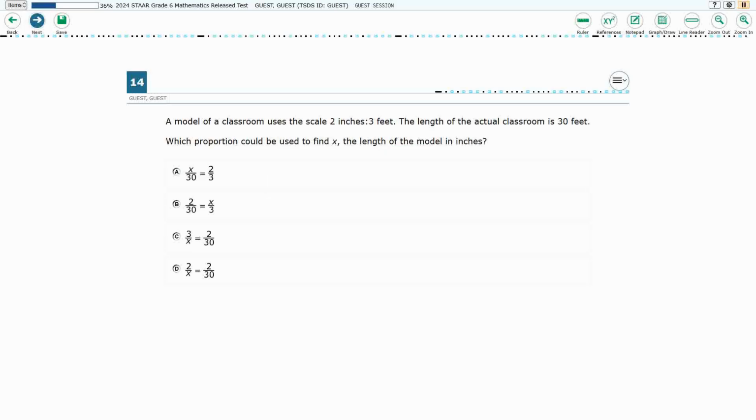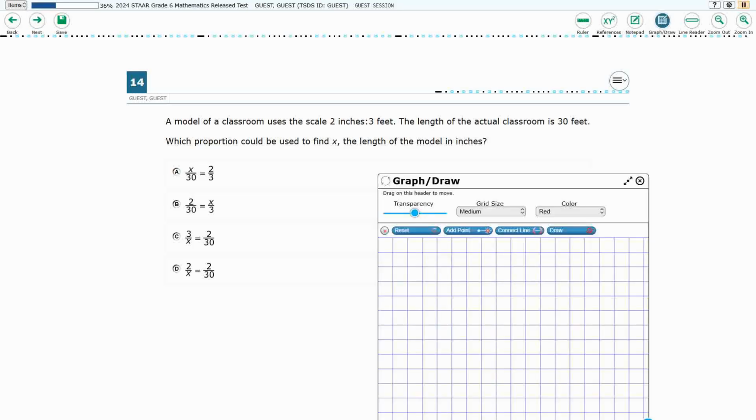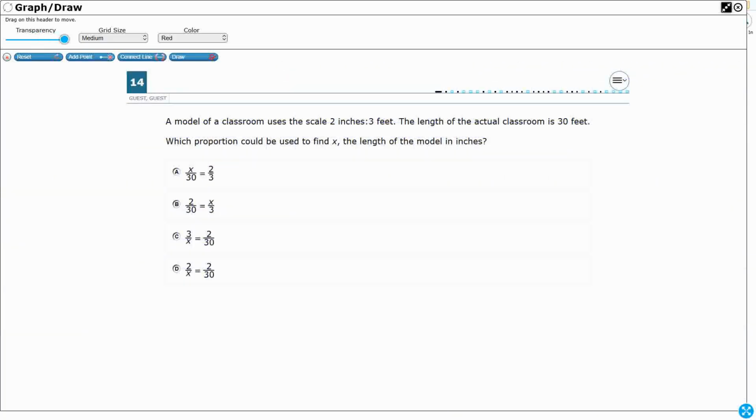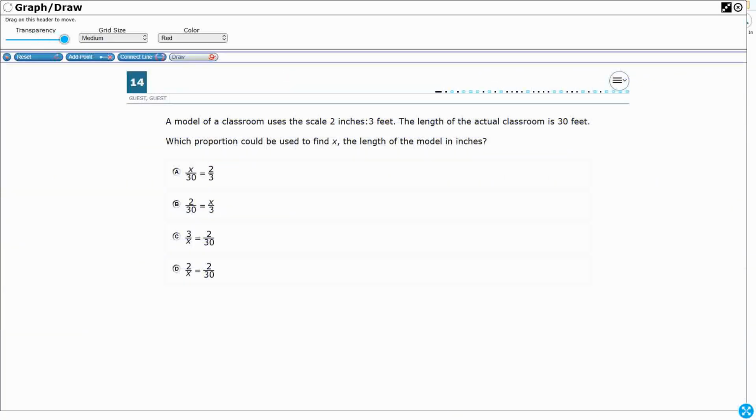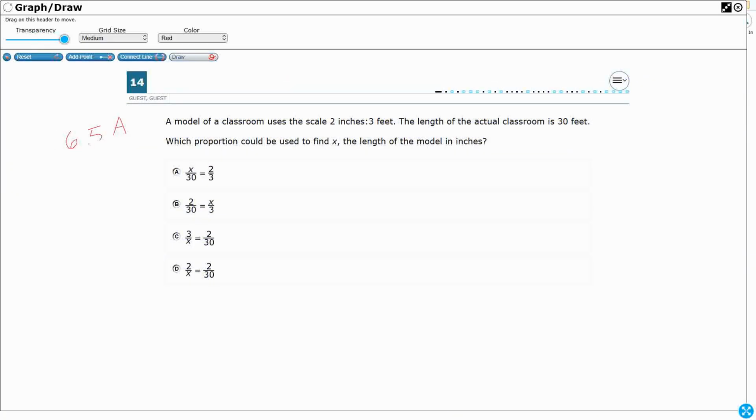So number 14, we are representing ratios and rates. This is 6.5a. And what we are doing here is we've got a model of a classroom. Uses a scale of 2 inches to 3 feet. Okay, so I'm going to write that down. 2 inches to 3 feet. That's my ratio there of the model. The length of the actual classroom is 30 feet.